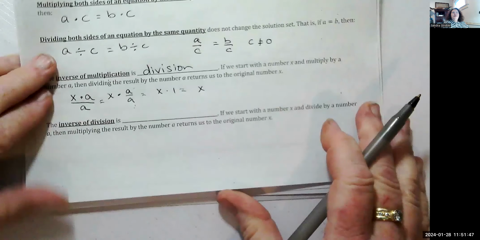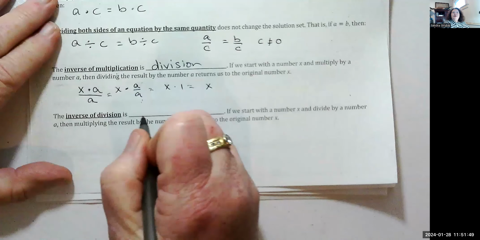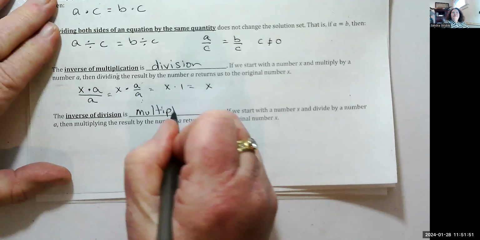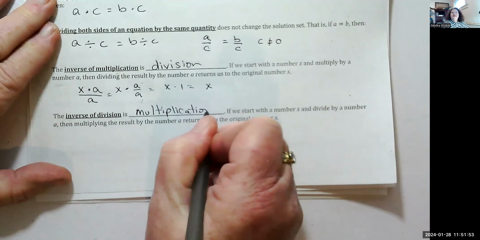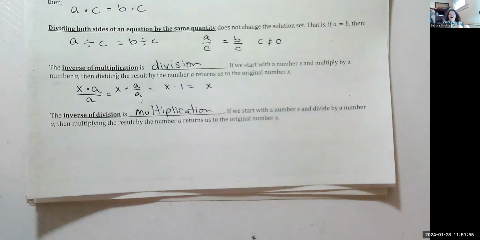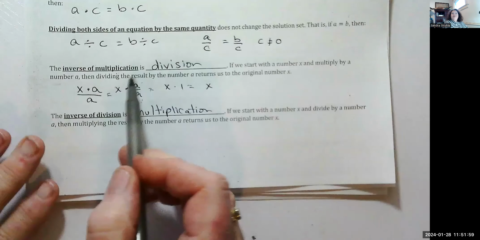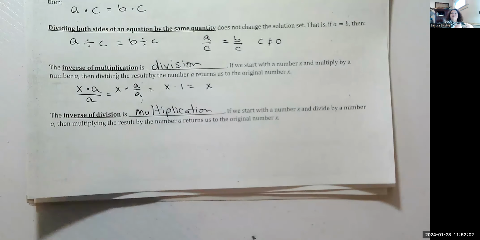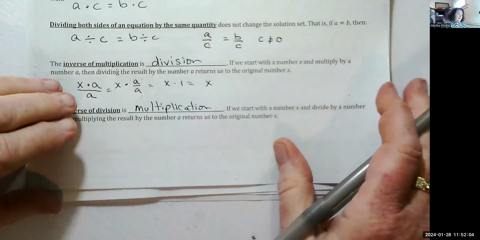The inverse of division is multiplication. If we start with the number x and divide it by a number a, then we multiply it by a. So it's the opposite of what we just did. That returns us to our original number x. All right, let's do a couple of these so you can get comfortable with this.